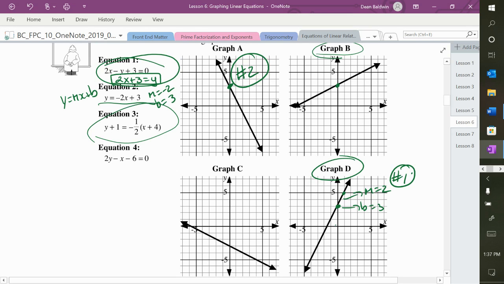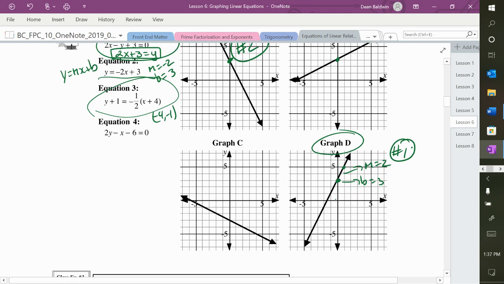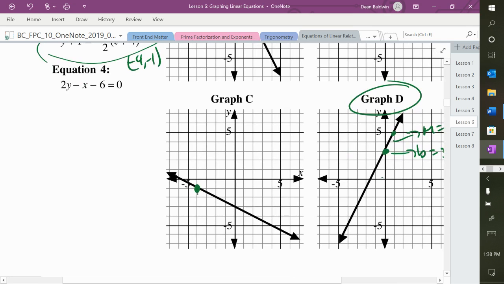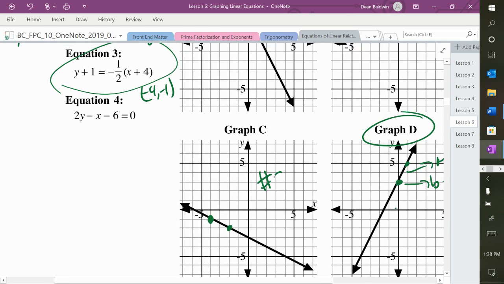Equation 3, what form is it in? Point slope. What's the point it goes through? It goes through -4, -1. And the slope is negative, so you know it's going to be this graph, but we'll just test it anyway. -4, -1 is right there. And it has a slope of -1 over 2, which means you go down 1 and over 2, and it hits the line. So this is number 3.